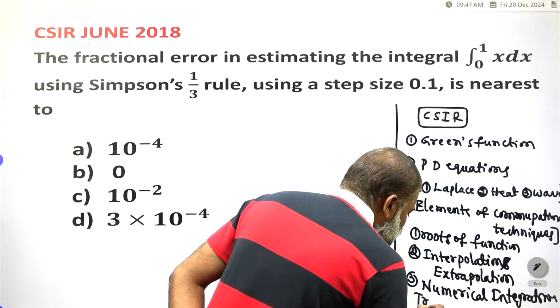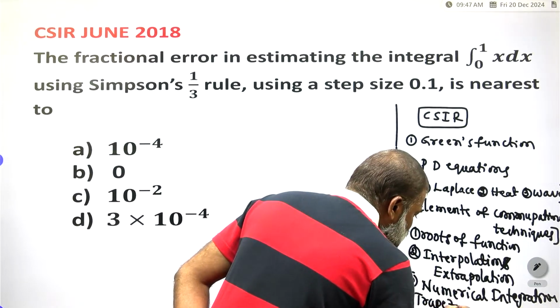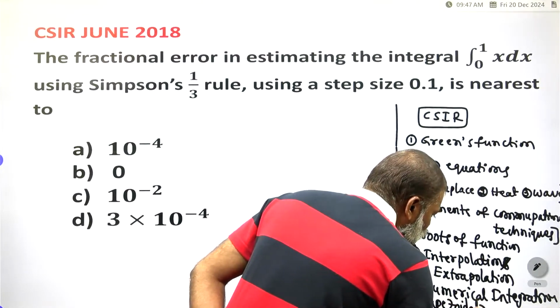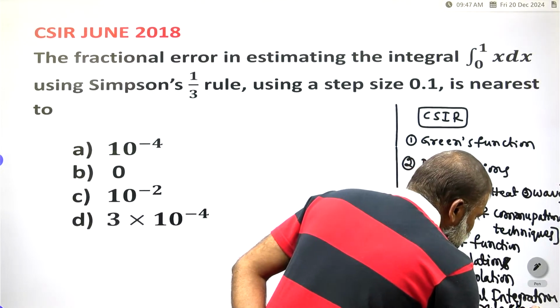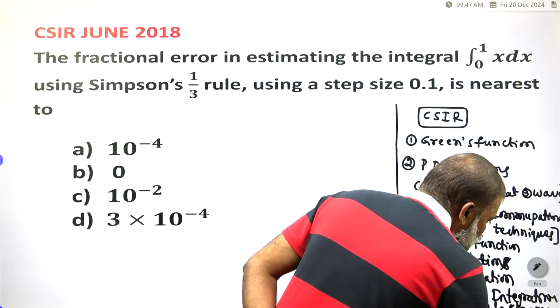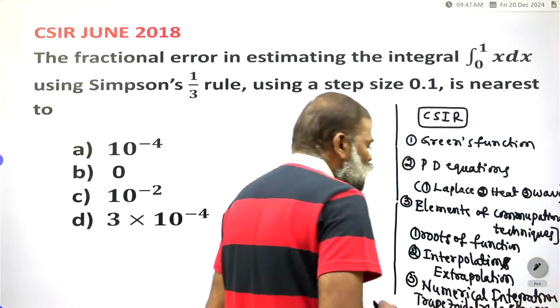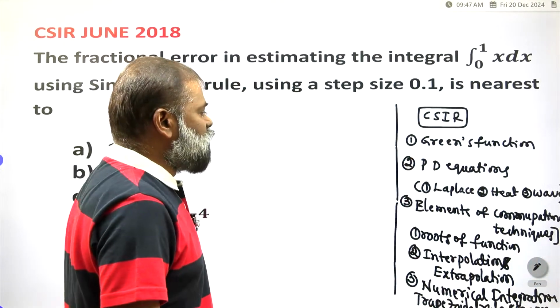One is the trapezoidal rule. Another one is Simpson's rule. Trapezoidal rule and Simpson's rule.